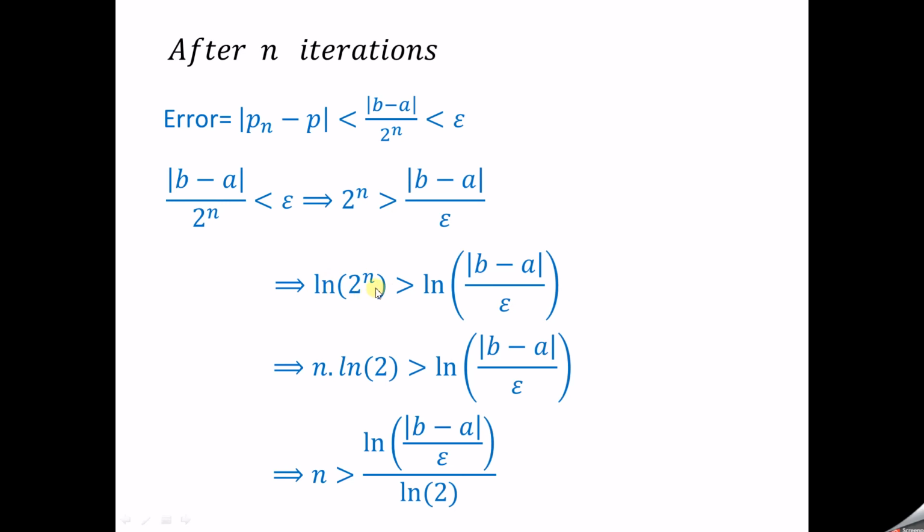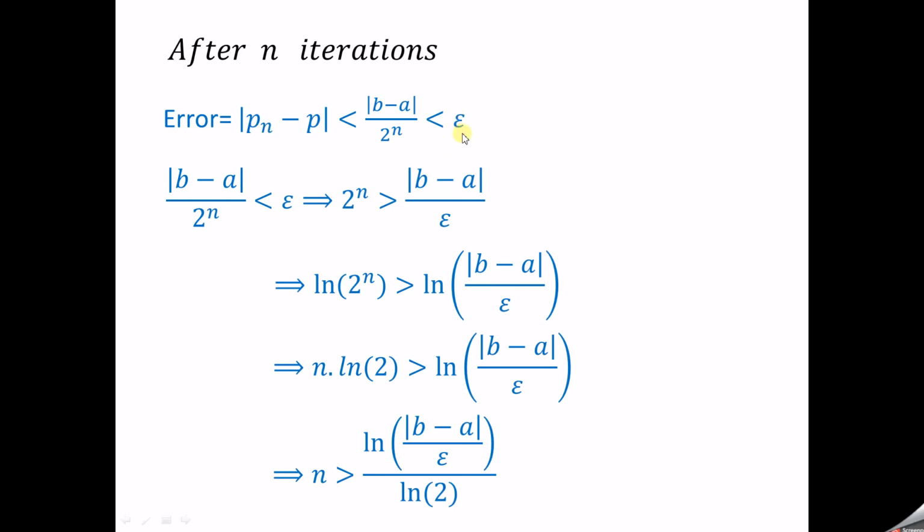From the logarithm property, the n in the power comes before. So you can write it as n ln 2. So n ln 2 is greater than ln b minus a over epsilon. Dividing this by ln 2, n is greater than ln of b minus a over epsilon, over ln 2. So this gives the number of iterations n required to get the error less than epsilon.